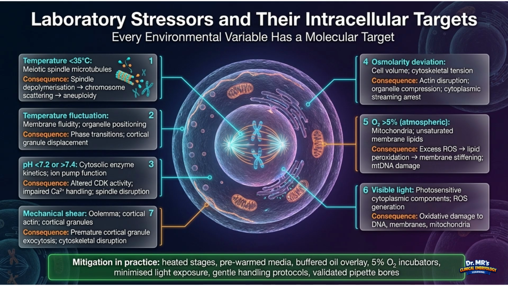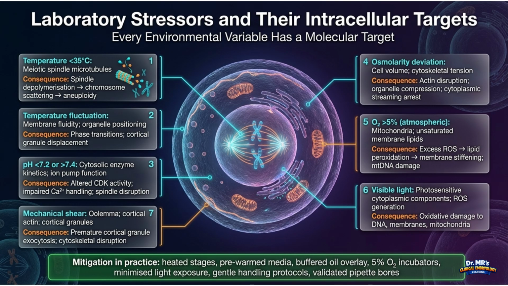We are obsessed with 37 degrees Celsius, heating stages, tube warmers, incubators. But what is the actual intracellular target if the temperature drops? Say the dish is on an unheated part of the bench and the media drops below 35 degrees. What is physically breaking? The primary casualty of thermal stress is the M2 spindle. The meiotic spindle is constructed of microtubules, which are polymers of alpha and beta-tubulin dimers.